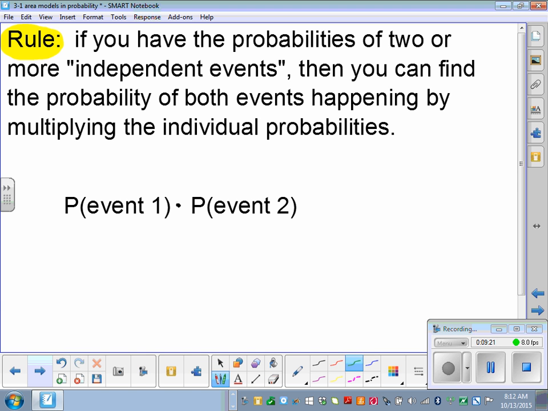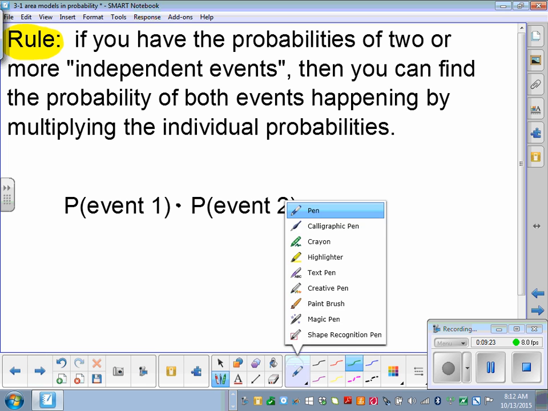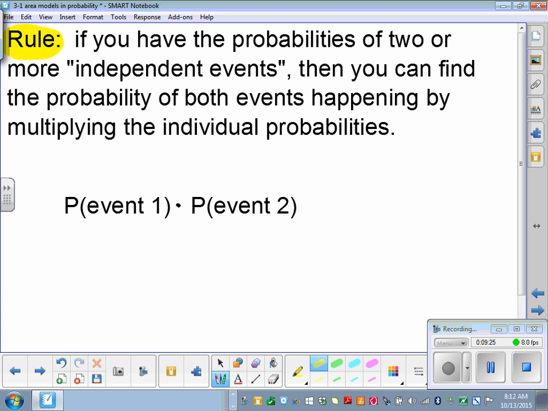So we'll take the probability, and you're going to see it denoted like this, meaning written like this. So the probability of event 1, this P, comma, and then what was inside what we're taking the probability of. So the probability of event 1 times the probability of event 2. If they're independent events, this is how we can find the probability of both happening. And that's all we're learning today. So now we're just going to apply it.